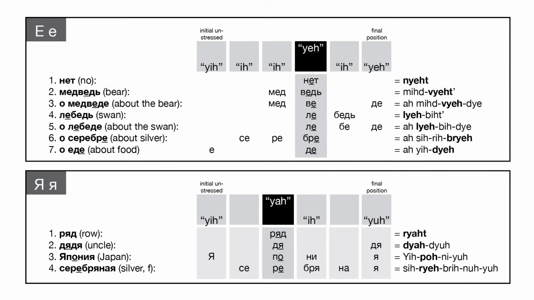Лебедя. Number 6, about silver. And we're saying about here to get this yeah case ending. So it's, again, a slightly contrived example. But again, we're just interested in hearing the phonetics. Серебря. And finally, about food, еде. Okay, so there we have that initial unstressed yeah. And we say something like еде.